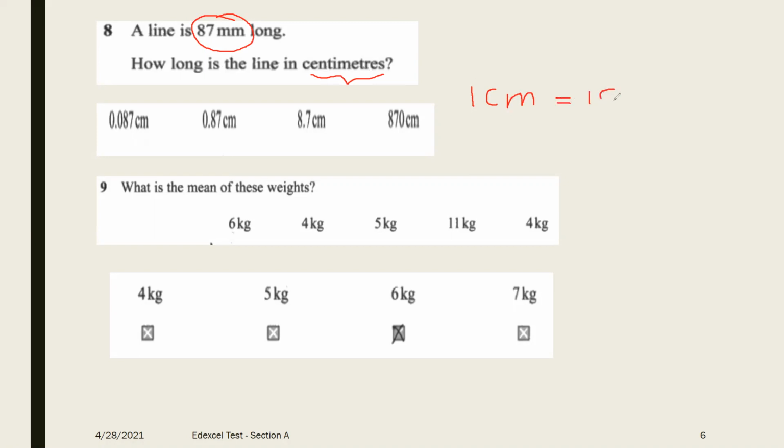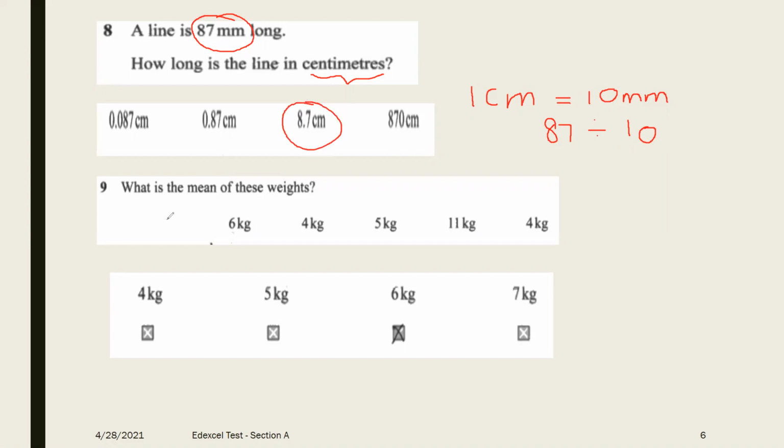Because if you can't remember the relations, then it's a little bit difficult, right? Now we know 1 centimeter equals 10 millimeters. So then here I have 87 millimeters. So then what you can do easily, 87 you can divide by 10. So we know 87, when you divide by 10, you are getting 8.7. So the answer is 8.7 centimeters, right?